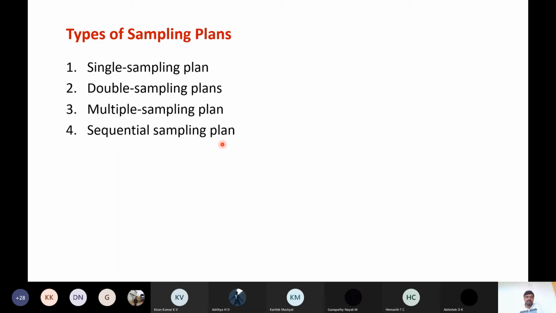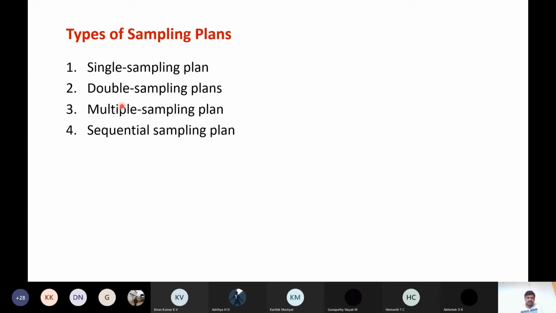Once you take a sample, you cannot make a judgment based on that. Once again you will pick a few more units of a sample, then you will make a judgment. Multiple means, till you have enough idea regarding the quality of the lot, you will go on picking samples. That is multiple sampling plan.